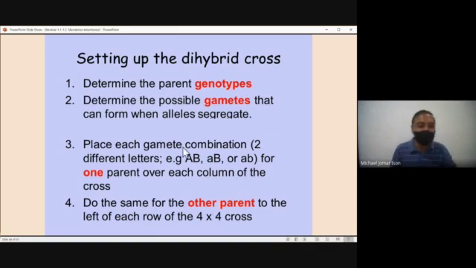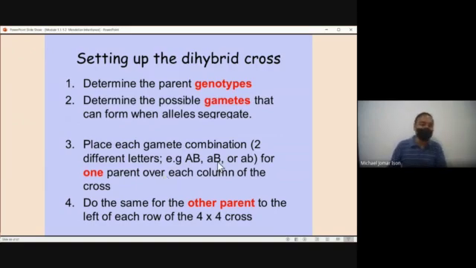The third step is to place each gamete combination of two different letters, like big A and big B, small a and big B, or small a and small b, for one parent over each column of the cross. We'll use the Punnett square at first so that we can really see the principles behind it. Number 4, do the same for the other parent to the left of each row of the 4 by 4 cross, or the Punnett square. For a monohybrid cross you have only 2 by 2, but for a dihybrid cross you will now have a 4 by 4 Punnett square, which yields 16 progenies.